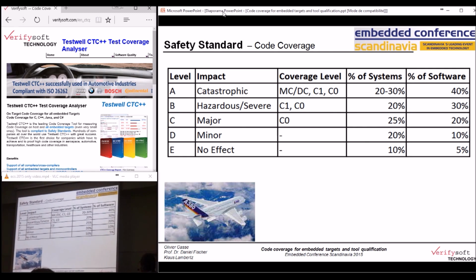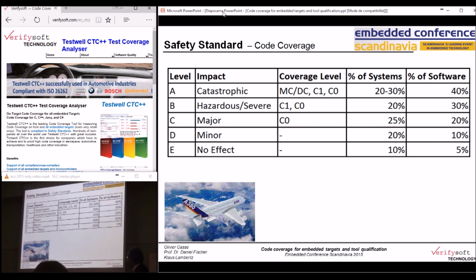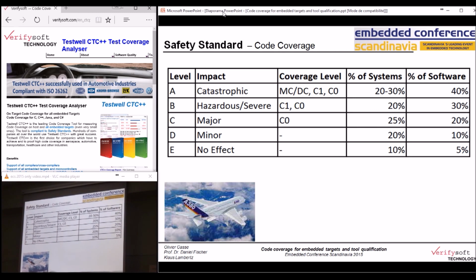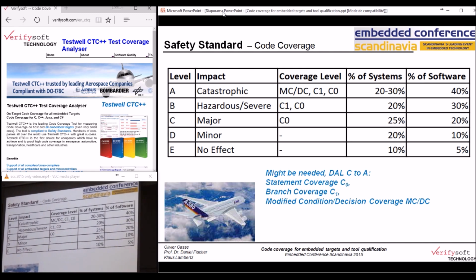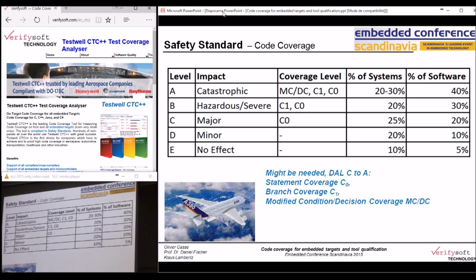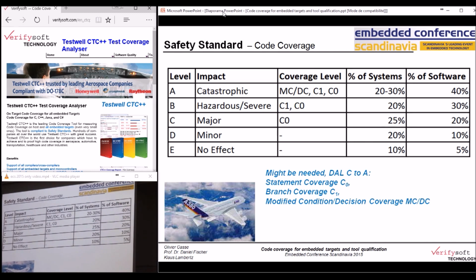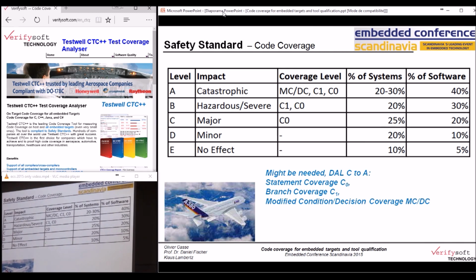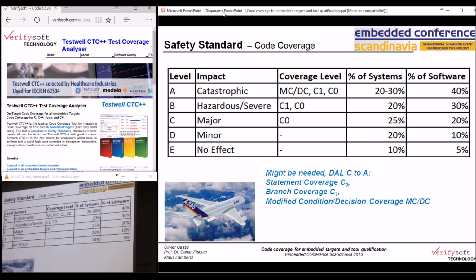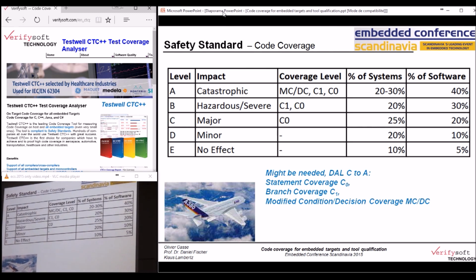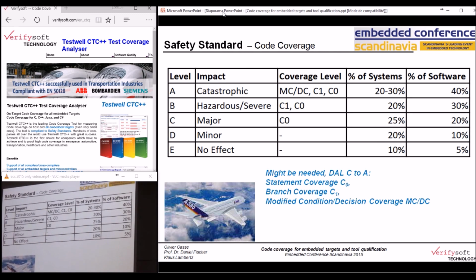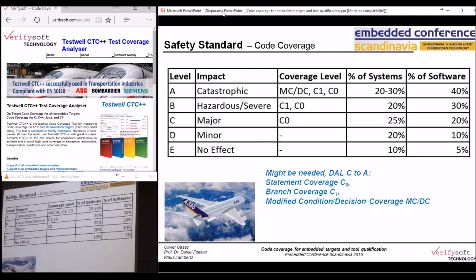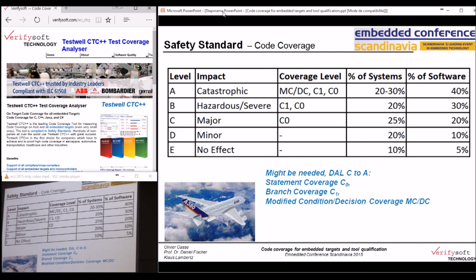What we saw at the beginning is about aircraft. So the DO-178 B or C, and this goes from level E to A. And you can see that for A, the most critical one, where people's lives could be taken by crashing the plane, you need to run MC/DC, C1 and C0, which are the statement and the condition coverage.